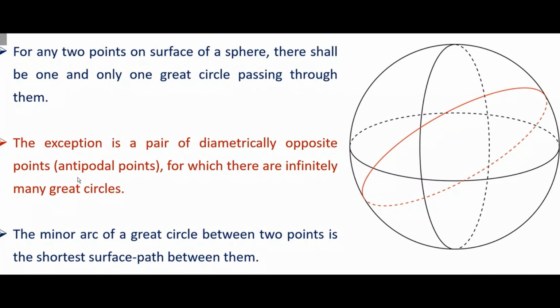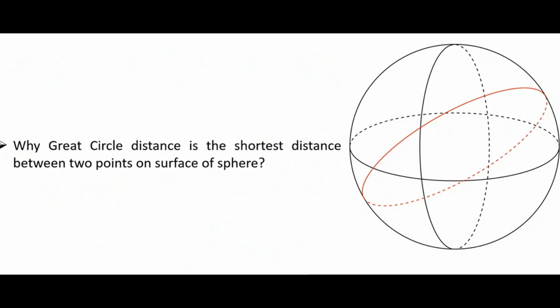The track along the arc of the great circle shall be the shortest distance between any 2 points on the surface of the sphere. Now let's discuss why great circle distance is the shortest distance between any 2 points on the surface of the sphere.